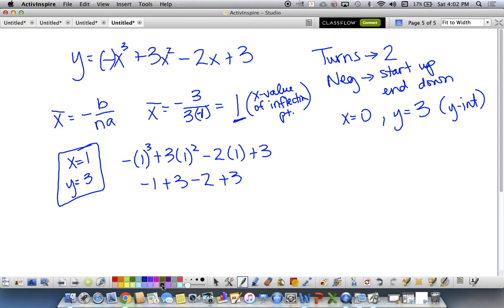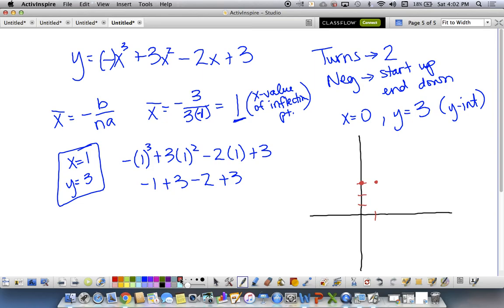I've got a lot of stuff. I'm going to try to squeeze in the sketch of my graph. So I'm putting in the points that I know. I know if x is 1, y is 3. And at that point, it's turning. I also know if x is 0, then y is 3. It's another point.